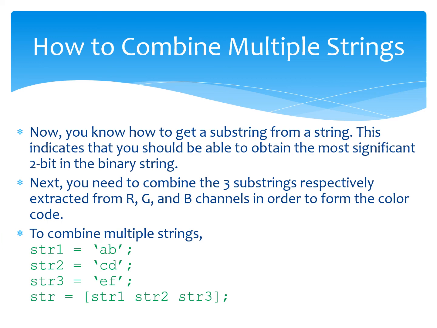Assume we have 3 substrings str1, str2, and str3, which store the strings AB, CD, and EF respectively. We can concatenate them by placing them within a square bracket. So once you place str1, str2, and str3 within the square bracket and assign to a string str, now str will hold A, B, C, D, E, F as a single string.